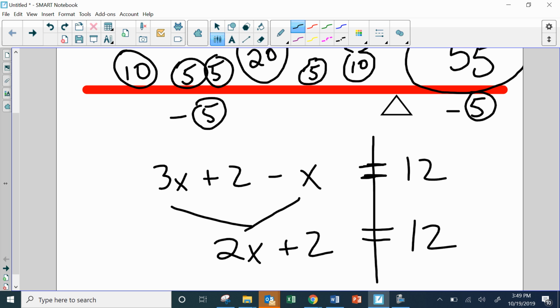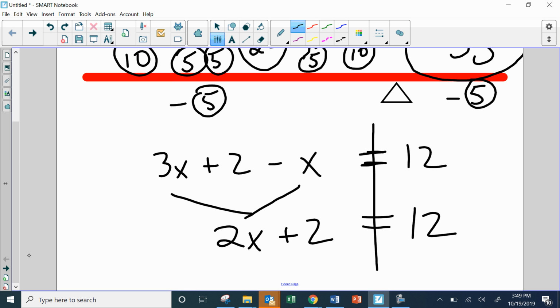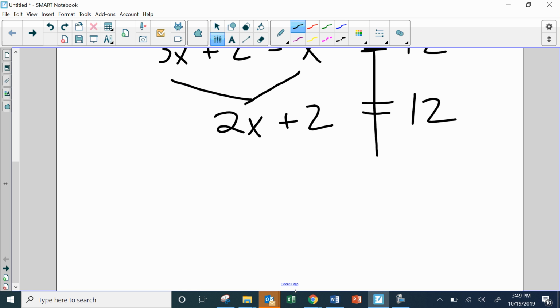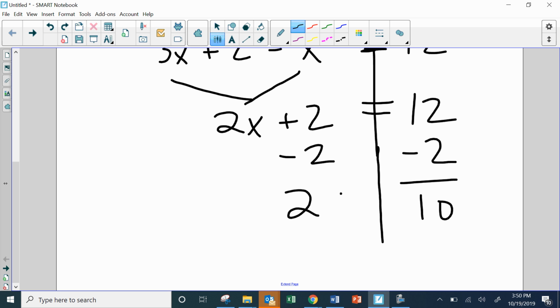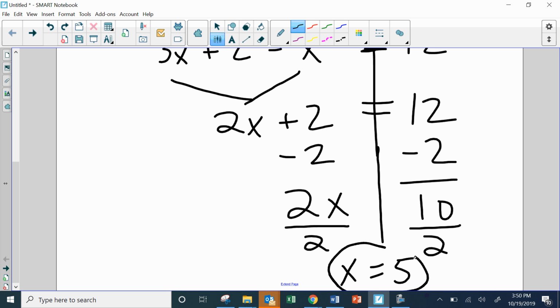Now is when I could go ahead and say, okay, at this point, I see that I need to get rid of this 2. Again, I need to do it on both sides of the scale, the equal sign separating the left and the right sides. If I subtract 2 on the left, I subtract 2 on the right. It gives me 10. Now I still have the 2x. If I divide here by 2 to get rid of it, I need to divide over here to get rid of it. So I get x equals 5. And that would be my final solution.